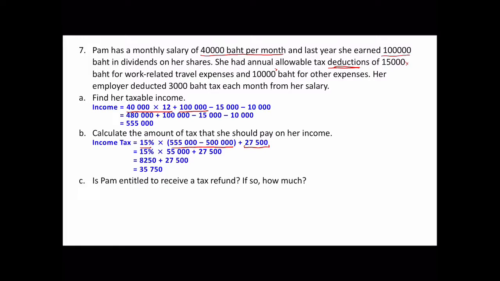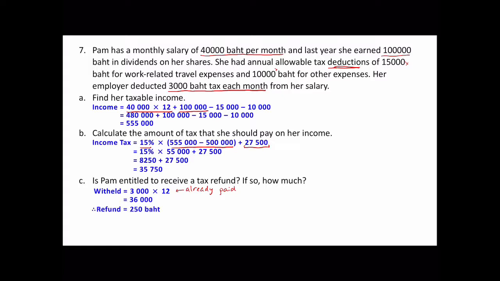Is she entitled to a tax refund? So did she pay too much tax throughout the year? And if so, how much should she get? Well, the amount withheld, 3,000 times 12. So 3,000 times 12, that was the 3,000 each month taken from her salary. So she's already paid this amount. So already paid. Okay, so 36,000, that's how much she already paid in tax.